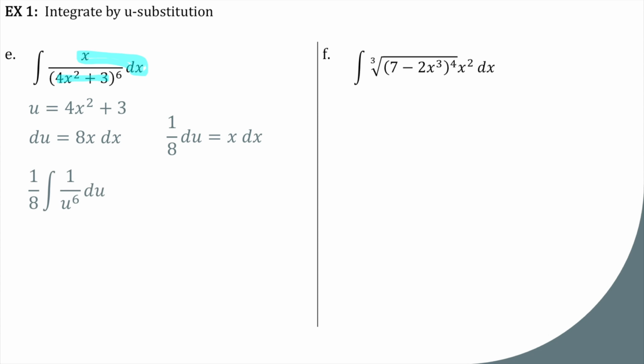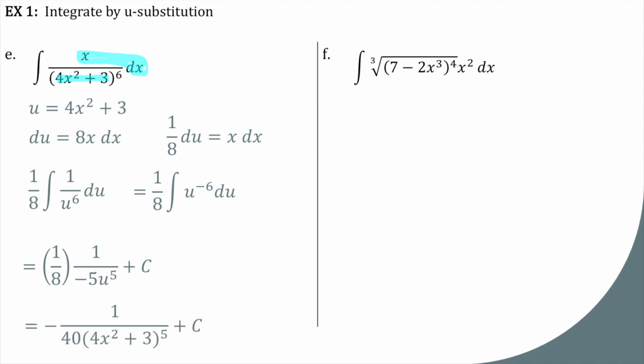Pull the 8 out of the integral, and all we're integrating is 1 over u to the 6th, or u to the negative 6, add 1 and divide by it. So we've got 1/8 times negative 1 over 5 u to the 5th plus c, and then we can plug u back in and multiply the 1/8 times the 1/5.